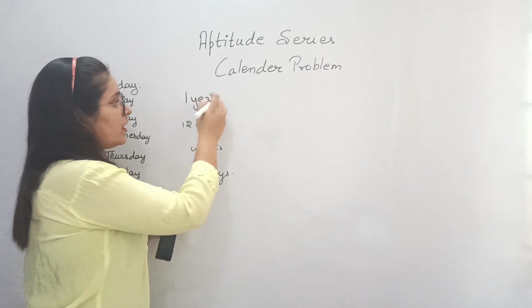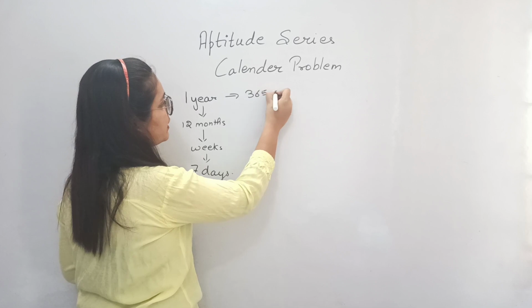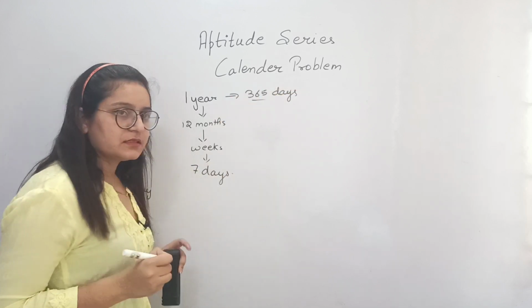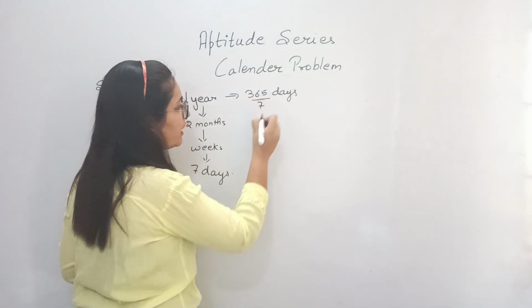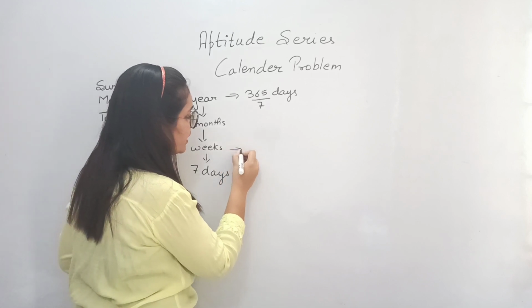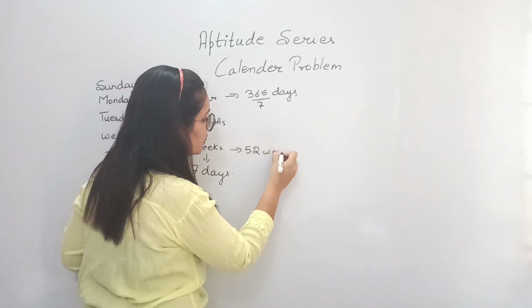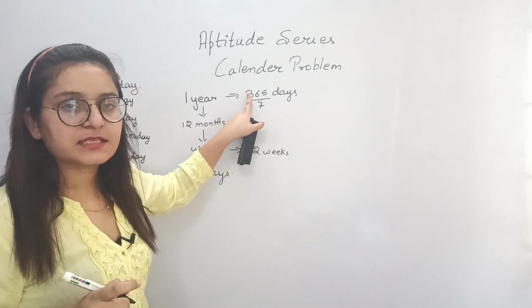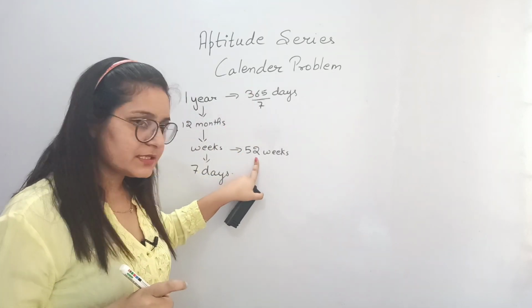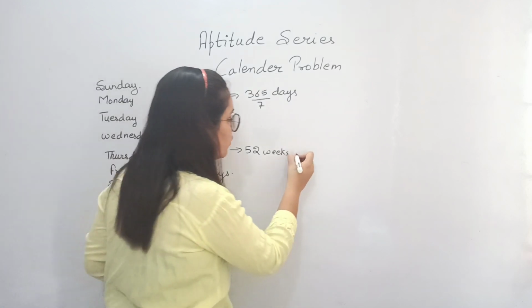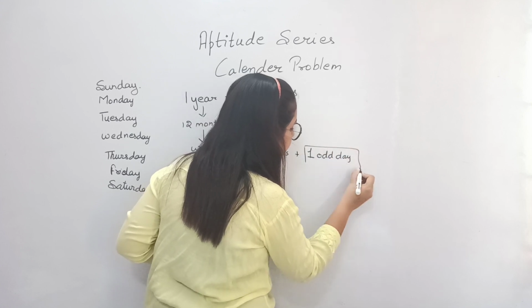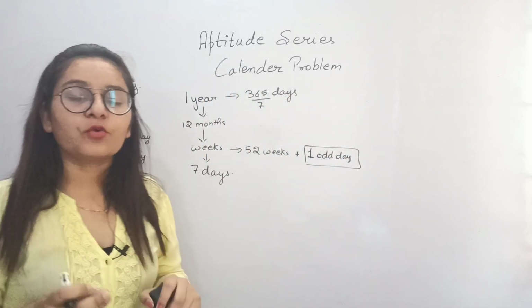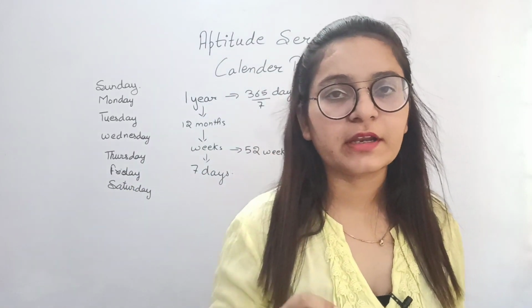Now, this 1 year has how many days? 365 days. If I want to convert these 365 days into weeks, how will I convert? I will divide it by 7. When I divide 365 by 7, I get 52 weeks in a year plus 1 extra day, because I get 52 as the answer and 1 as the remainder. So that one day we will call one odd day, and this odd day is the concept for today. We will learn how to find the odd day. If we learn to find the odd day, the whole problem will be sorted out in a minute.